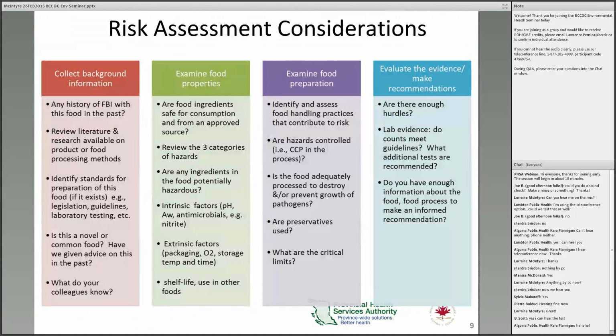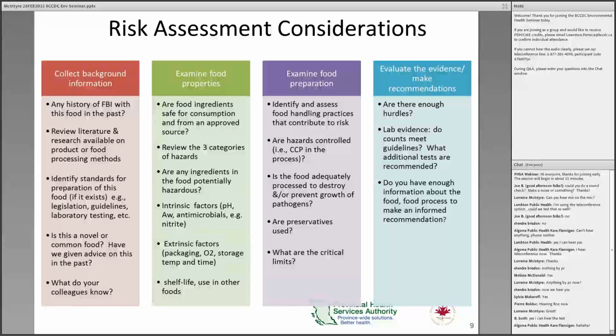Risk assessment considerations with food can be defined in 4 basic broad categories. First, you need to collect some background information about the food, examine the food properties, examine the food preparation, and then finally you evaluate the evidence and make recommendations.